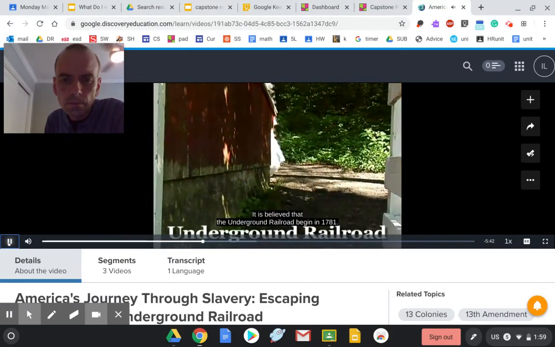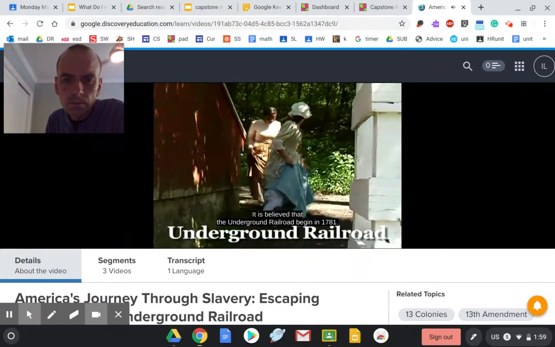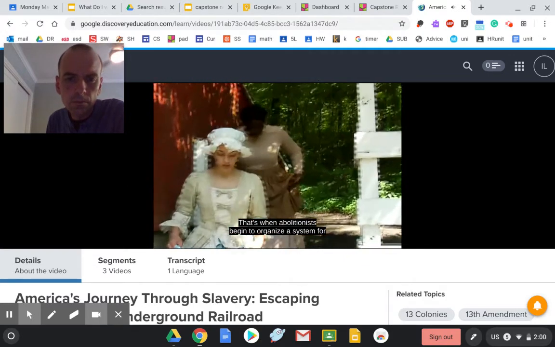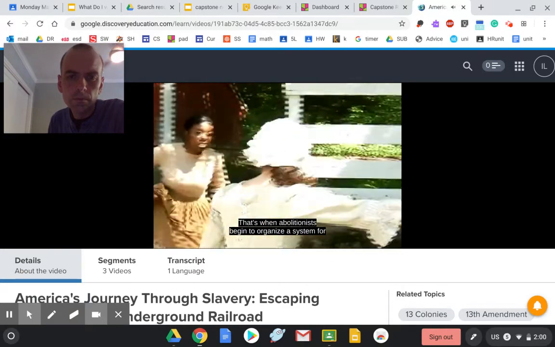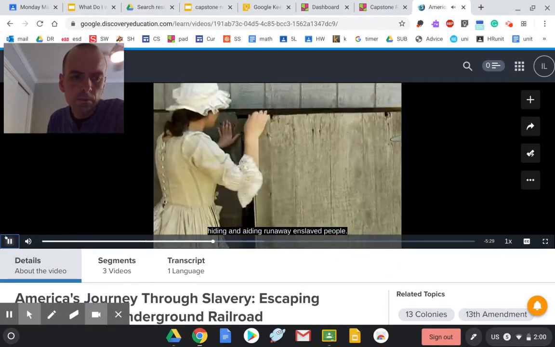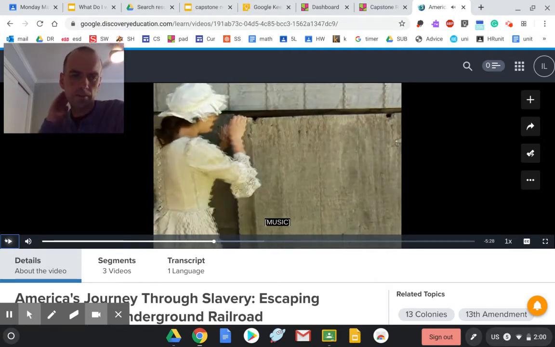It is believed that the Underground Railroad began in 1781. That's when abolitionists began to organize a system for hiding and aiding runaway enslaved people. So the Underground Railroad began in 1781, and it was like an organization that helped enslaved people hide and then move from station to station.